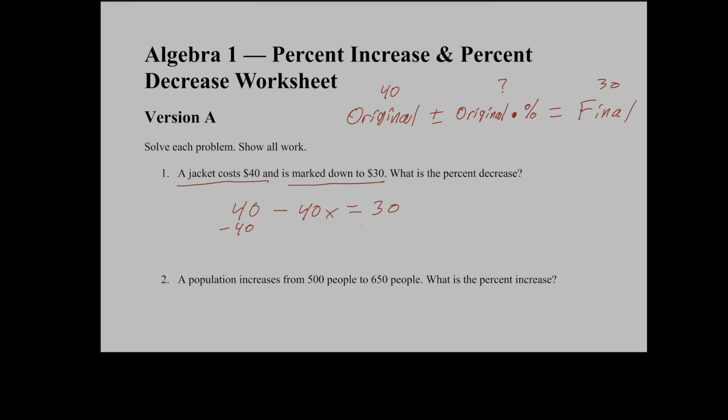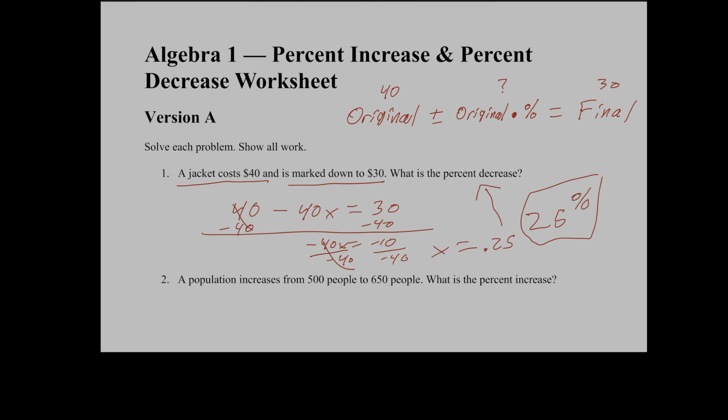Now, I'm going to subtract 40 from both sides, and that's going to give me negative 40x equals negative 10. Once I divide by negative 40, x equals 1/4, or 0.25, which is what you get when you plug that into a calculator. Now, 0.25 is great, but what they want is the percent. So you have to express your answer in terms of a percent. This is the math answer right here, but the word problem answer, you would write down 25%, because you want to say it as a percent.